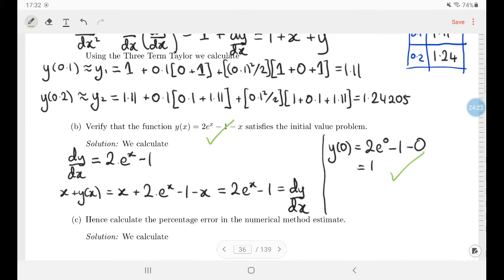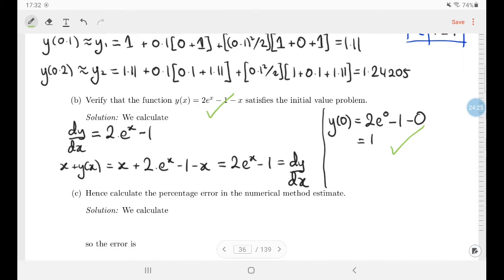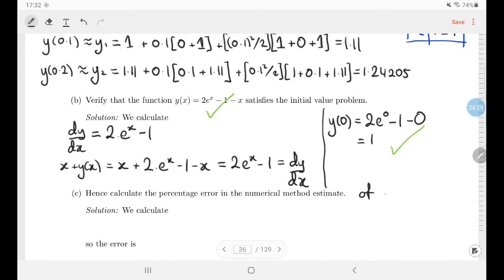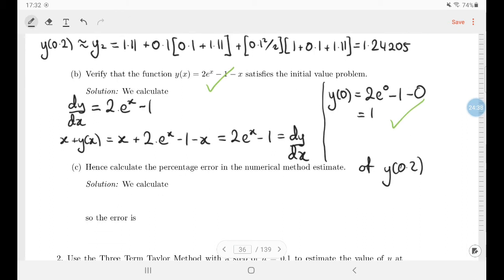Hence, calculate the percentage error in the numerical method estimate of y of 0.2. So we'll calculate the exact answer to so many significant figures. We'll substitute in x equals 0.2 into this. So we get y of 0.2 is equal to 2 times e to the 0.2 minus 1 minus 0.2.